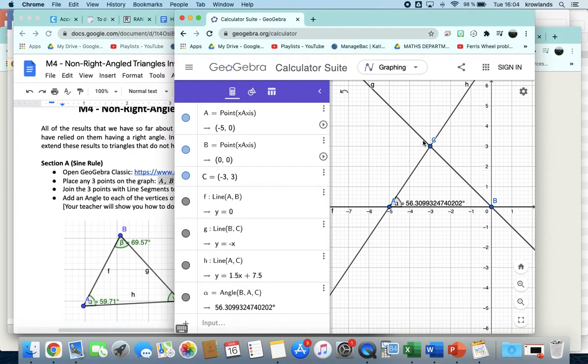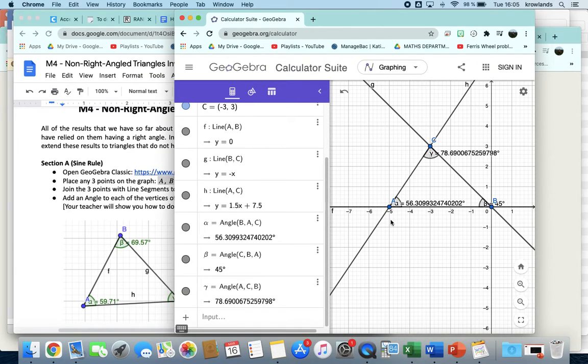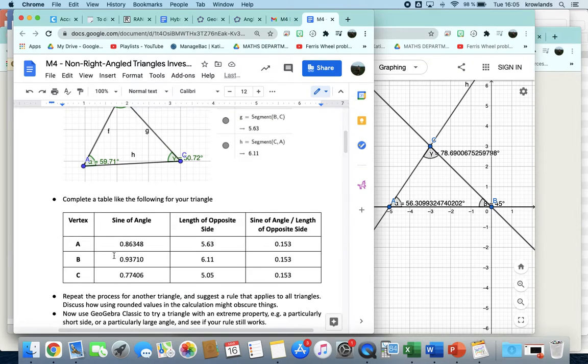Let's do the next angle. C, B, A. There we go. Final angle. A, C, B. Perfect. That is the first few steps of your investigation. You must do a unique triangle to you. Do not copy anybody else.